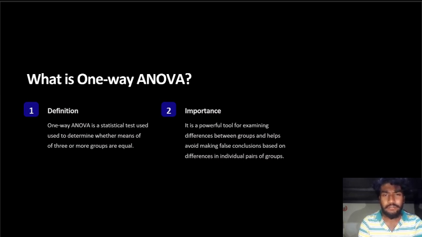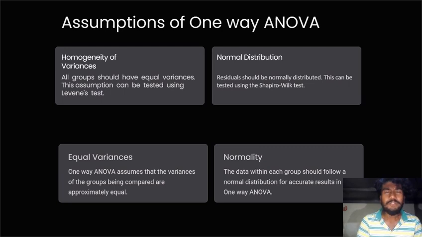What is the importance of one-way ANOVA? It is a powerful tool for examining differences between groups and helps to avoid making false conclusions based on differences in individual pairs of groups. What are the assumptions that are made of one-way ANOVA? Homogeneity of variances, normal distribution, equal variances, and normality.